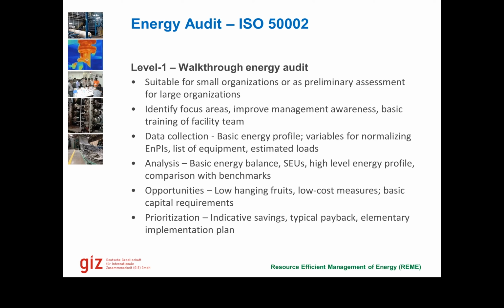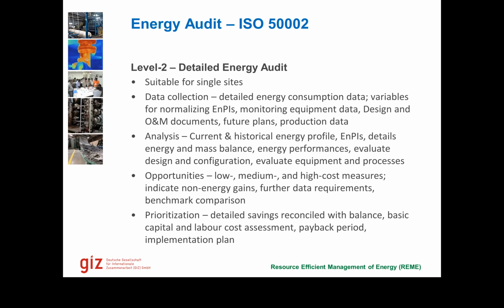Prioritization at this point could be only on the indicative savings because we are not doing any measurements here. And we could tell, for example, if a company replaces their lighting with energy efficient lighting, typically they save 20% or 30% with a typical payback period of 1 year or 1.5 years, for example. So this is all kind of a qualitative assessment rather than purely engineering assessment. But level 2 is called a detailed energy audit, which is suitable for single sites, not for multiple sites.